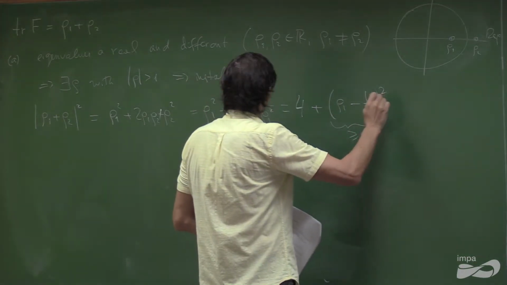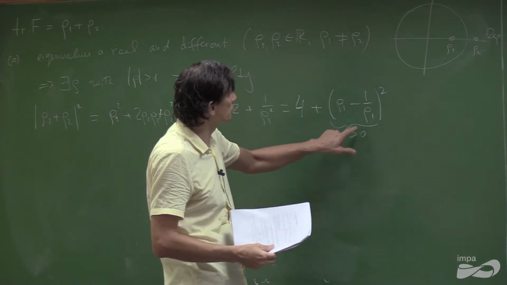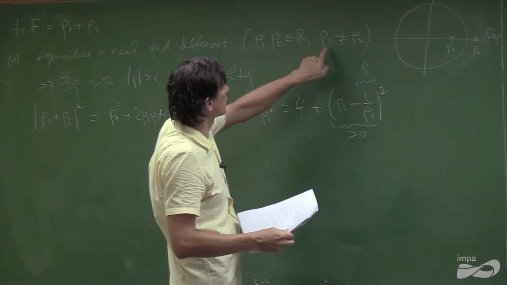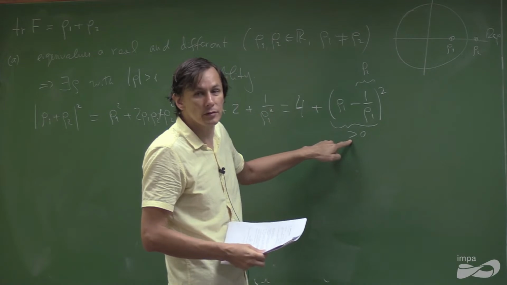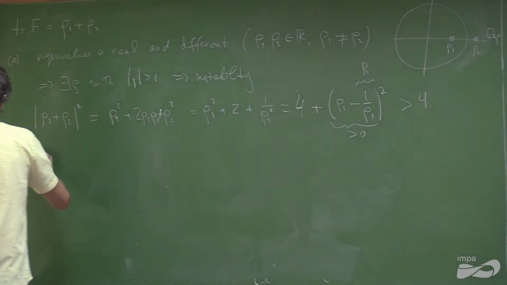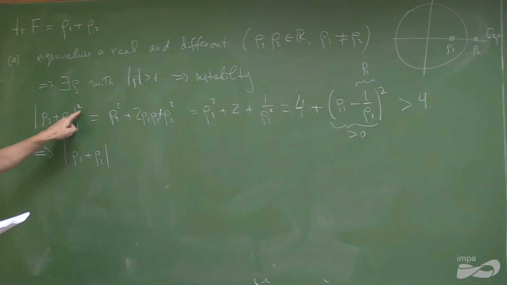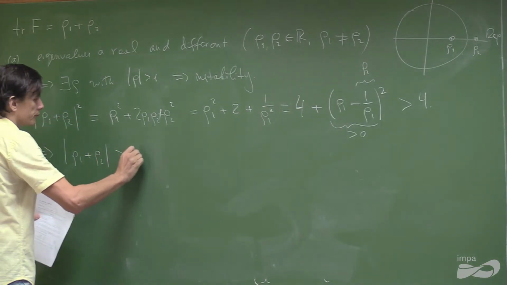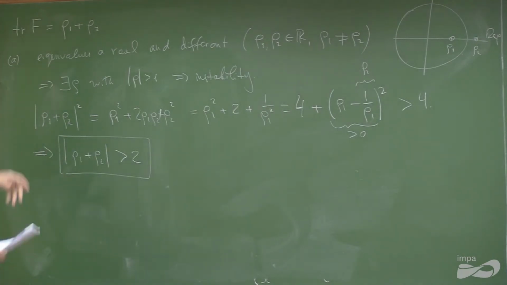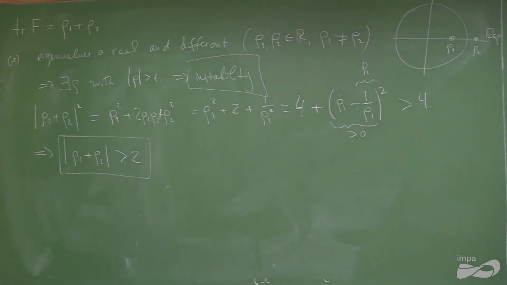Actually this is not bigger or equal to, this is strictly bigger than 0 because this is rho 2, this is rho 1, and they are not equal. So this is strictly bigger than 0. So it means that this is bigger than 4. So we found that in this case, the trace, taking a square root, should be bigger than 2. So the case A, it's unstable. And in this case, the trace is bigger than 2. So that's the first case.